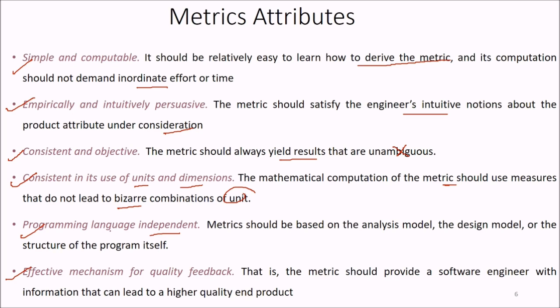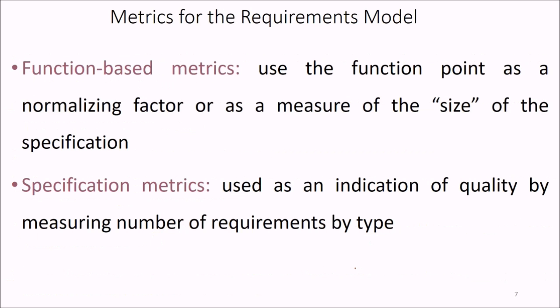And the independence from programming language means metrics should be based on the analysis model, design model, or the structure of the program itself. And the effective mechanism for quality feedback means the metric should provide a software engineer, or us, with information that can lead to a higher quality product.